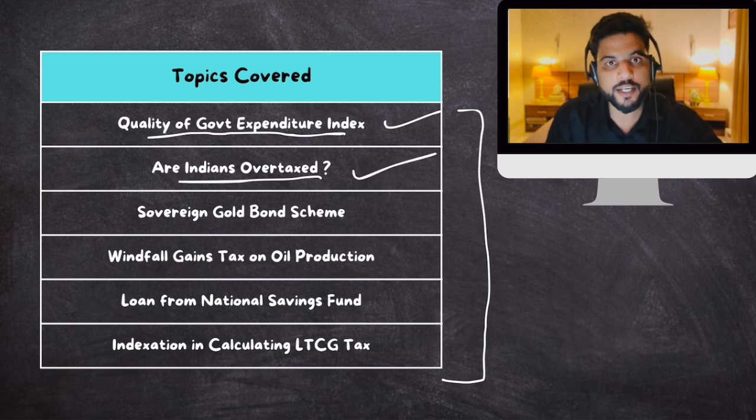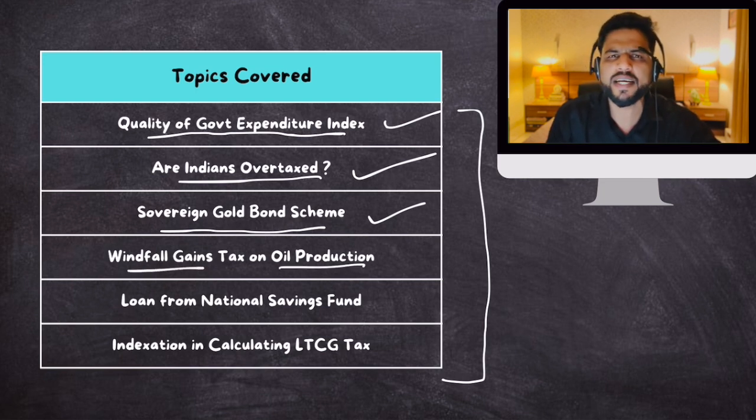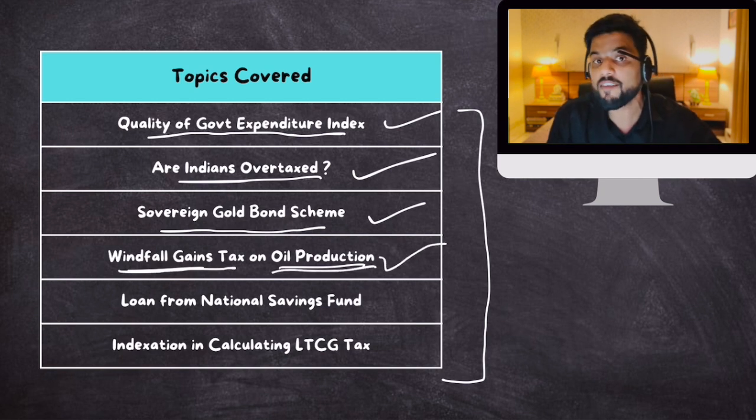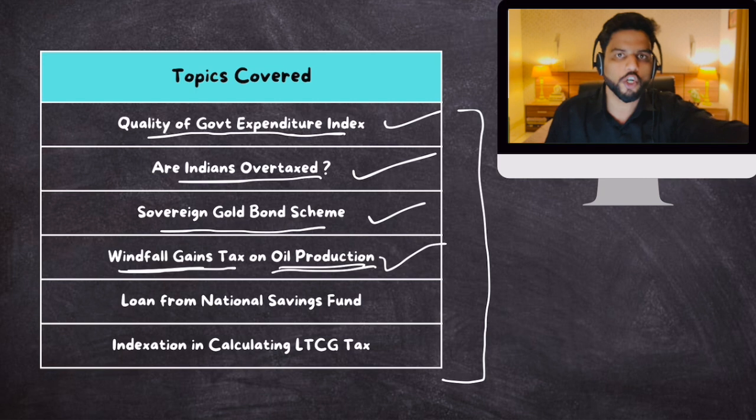Then the government has decided to discontinue the sovereign gold bond scheme. So what is the sovereign gold bond scheme? We'll talk about this. Then the government also decided to discontinue a particular form of tax called windfall tax on oil production, which was levied 33 months before, like 3 years before. What was this windfall tax on oil production, and why has the government decided to discontinue it? We'll talk about this.